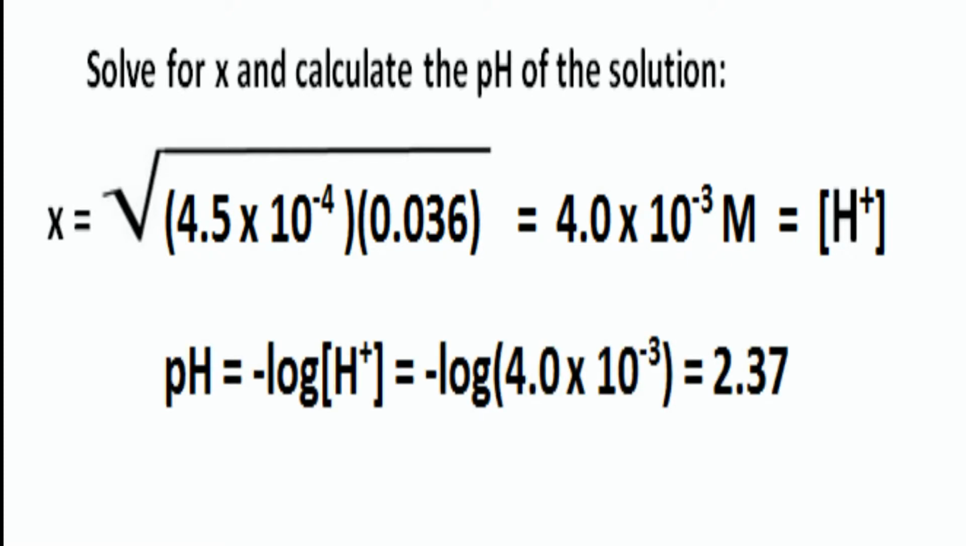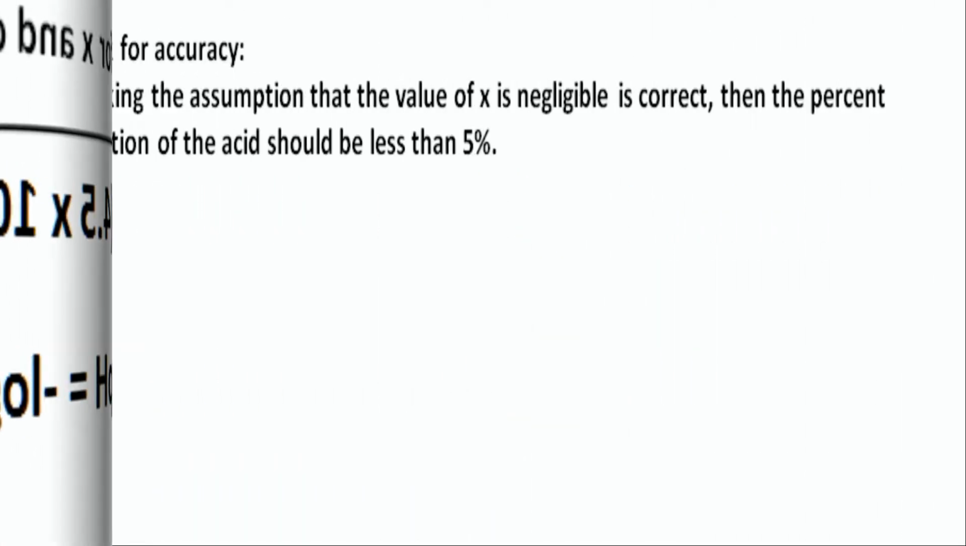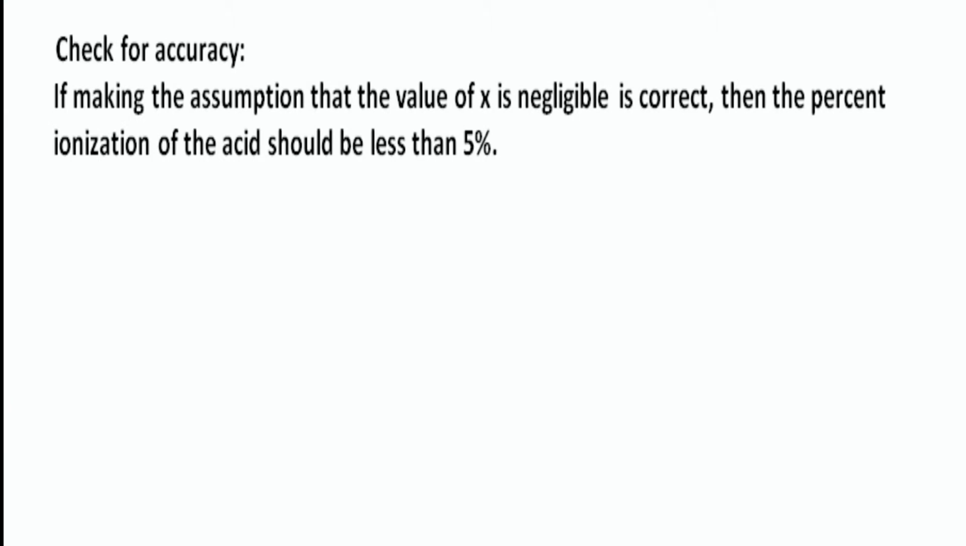To determine pH, simply take the negative log of the concentration of hydrogen ion. Minus log 4.0 times 10 to the minus 3 is equal to 2.37. Remember that earlier in the calculation, we assumed that the value of X is negligible. Now we must check for the accuracy of that assumption.